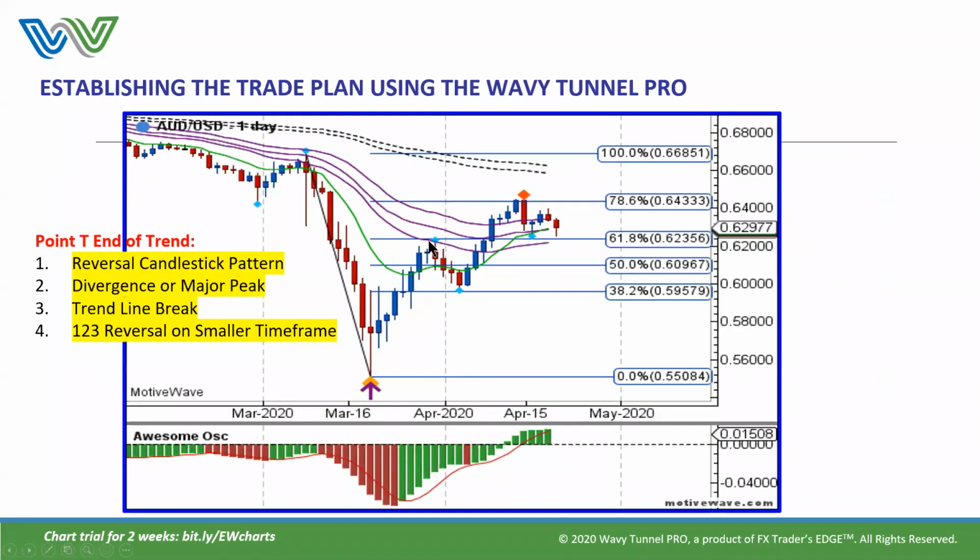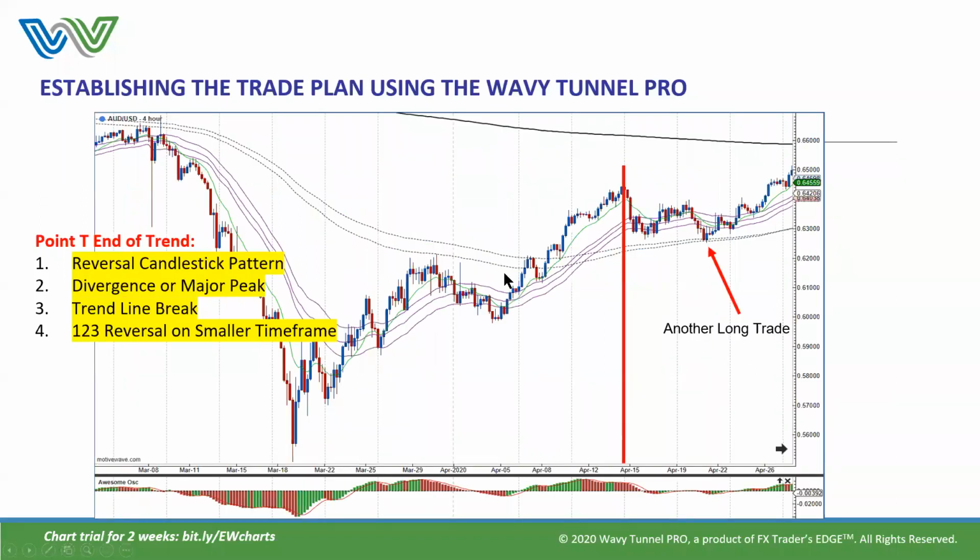So with the Wavy Tunnel Pro, this actually gives us built-in Fibonacci profit targets. I mean, it just does. And when you combine, we have our bungees as well. The wave and then the tunnel would be different profit targets that we would use. And this is the 4-hour chart. So this red vertical line is where that 78.6% target is. And this is a nice 3-wave move up.